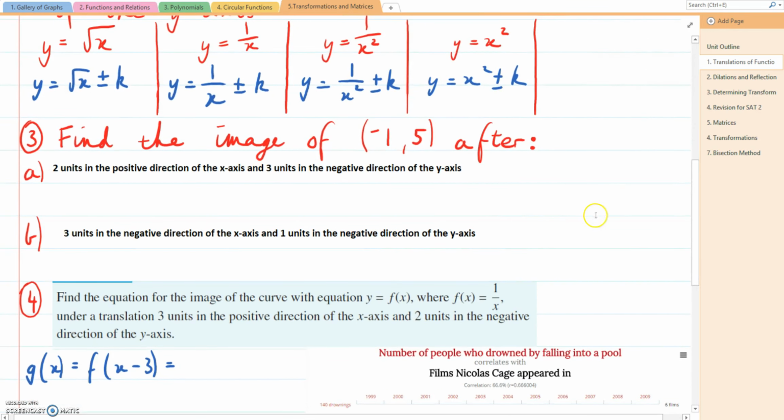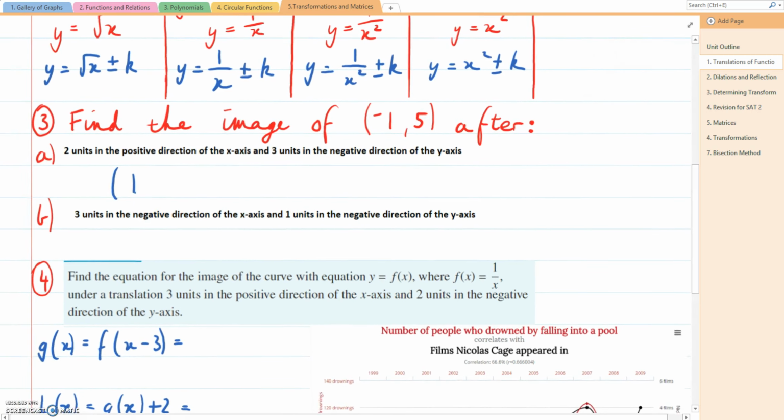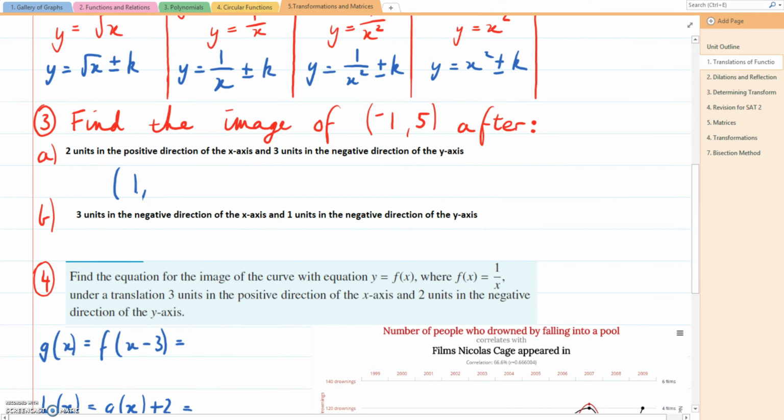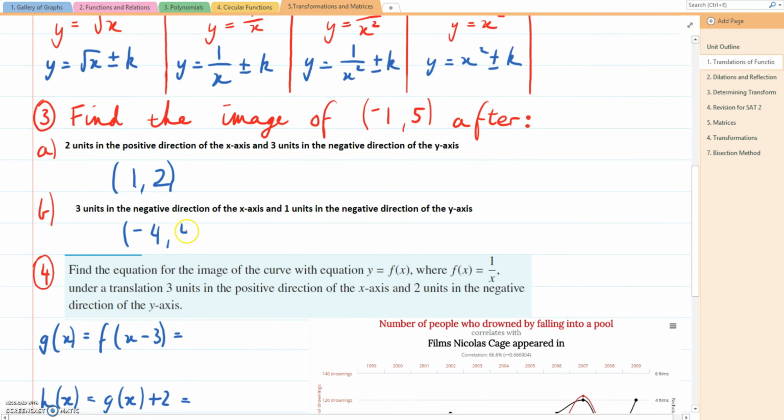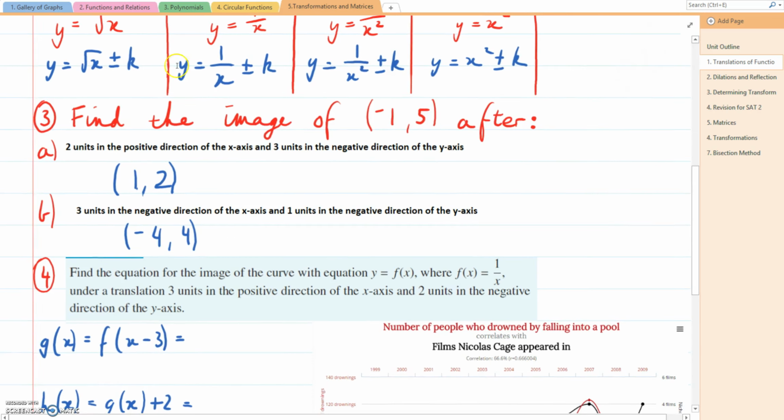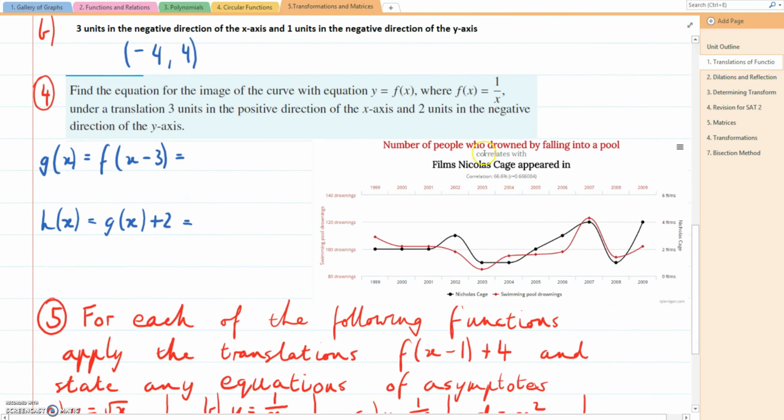So that's pretty straightforward. Find the image of negative 1, 5 after 2 units in the positive direction of the x-axis. That's as simple as adding 2 to our x value. So negative 1 plus 2 is 1. And 3 units in the negative direction of the y-axis, 5 minus 3 is 2. So that becomes 1, 2. Again, 3 units in the negative direction of the x-axis, so that's going to get us to negative 4. And 1 unit in the negative direction of the y-axis will be 5 minus 1, which is positive 4. So again, pretty straightforward. We haven't really done many translations of single individual values, but that's just the way that it works. We're usually using functions going forward from here.